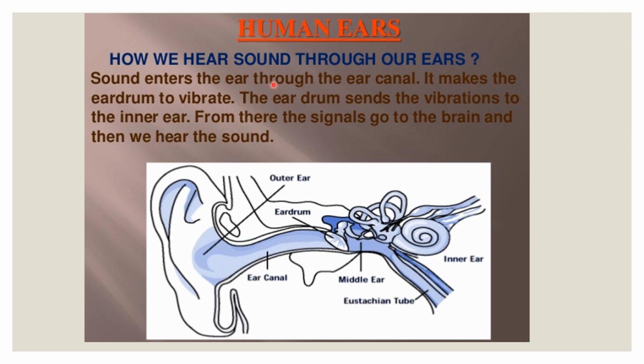Sound enters the ear through the ear canal. It makes the eardrum vibrate. The eardrum sends vibrations to the inner ear, and from there the signals go to the brain, and then we hear the sound.